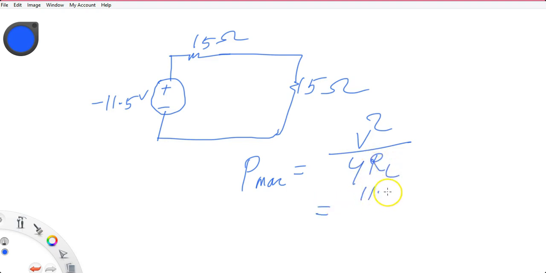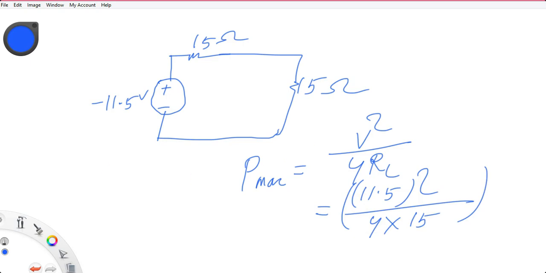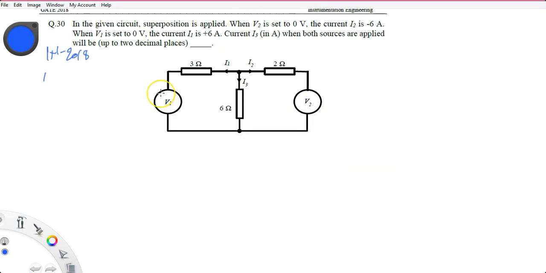So 11.5 squared upon 4 into, you will get 2.2 watt. We will discuss the GATE questions.